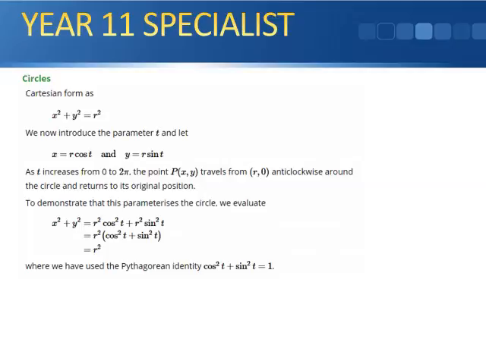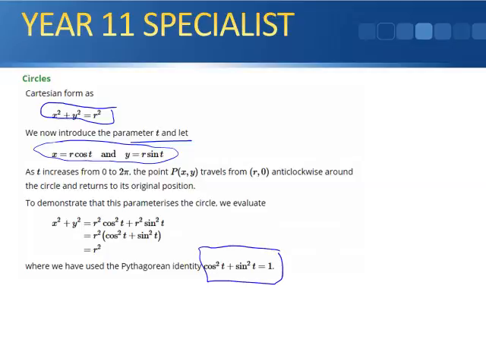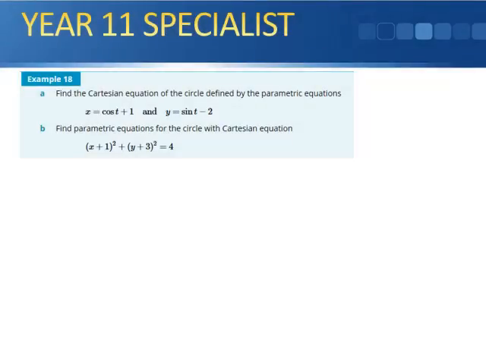Circles. Now circle, this is the general equation of a circle: x squared plus y squared equals r squared. We introduce parameters. We get x is that and y is that. Which means we can use, instead of the Pythagoras theorem, cos squared theta plus sin squared theta equals 1, we've now got it in terms of t.